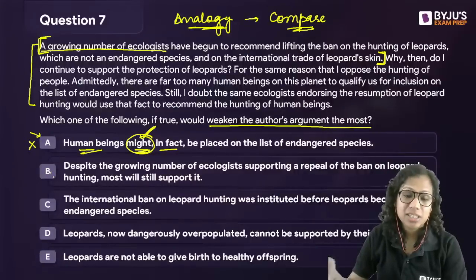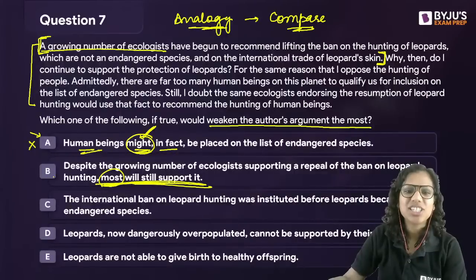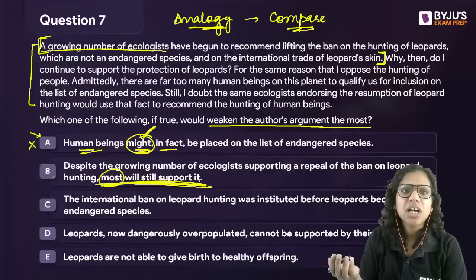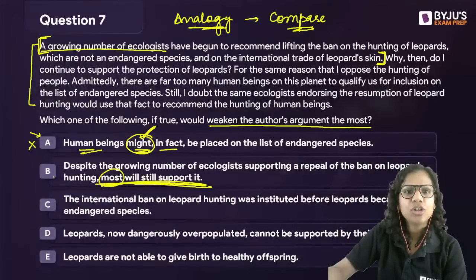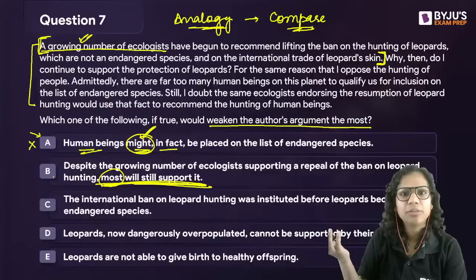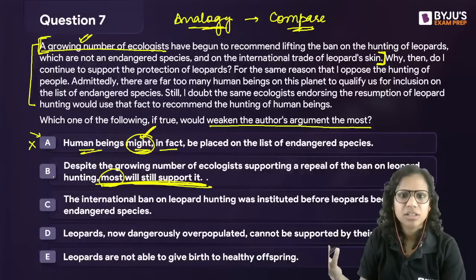Now, B. Some of you emphatically said B in the beginning, that despite the growing number of ecologists supporting a repeal of the ban on leopard hunting, most will still support it. I think because of this part, you felt that okay, this is weakening. But the author also never said that most of them are opposing. The author said that a growing number of them are now recommending that the ban be lifted. So when the author did not say this, that most are supporting.